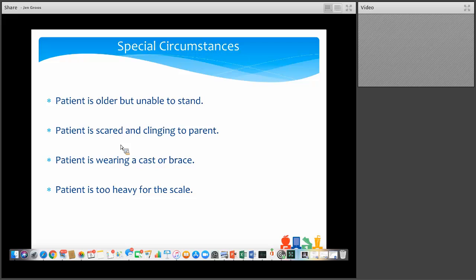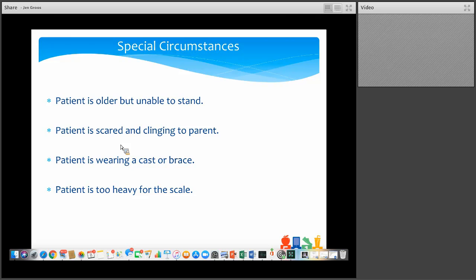And special circumstances: sometimes the patients are older but unable to stand, and then you have to be a little more creative depending on the scales that you have available to get an accurate weight. The best thing to be is consistent, and so if you have an opportunity in your EMR to document if you had to make modifications from your standard approach, document how you did that so that you can have some consistency from one measurement to the next, because then you're looking at that rate of change over time, which is important to pay attention to.